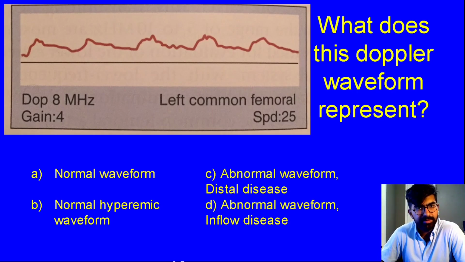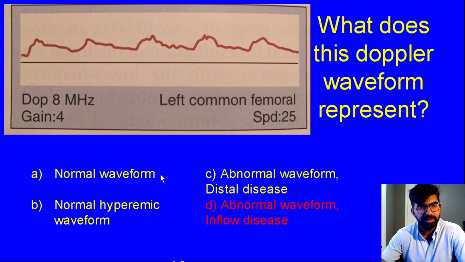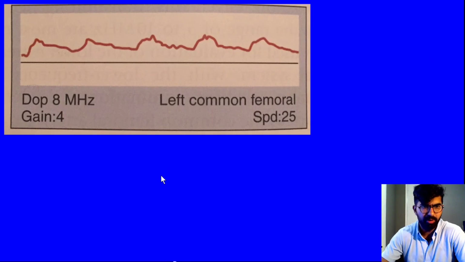So take a look at it. Think about how it differs from the previous waveforms we've seen. And if you pick it's an abnormal waveform with inflow disease, then you're 100% correct. So again, let's break that waveform down.